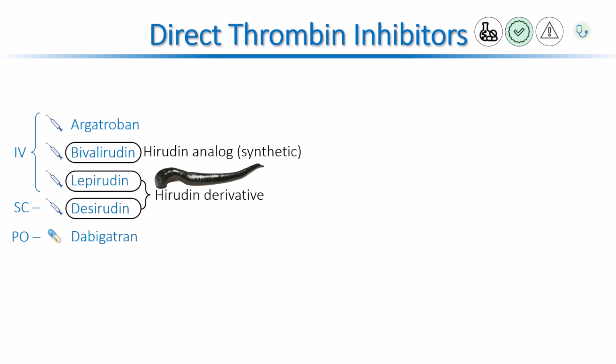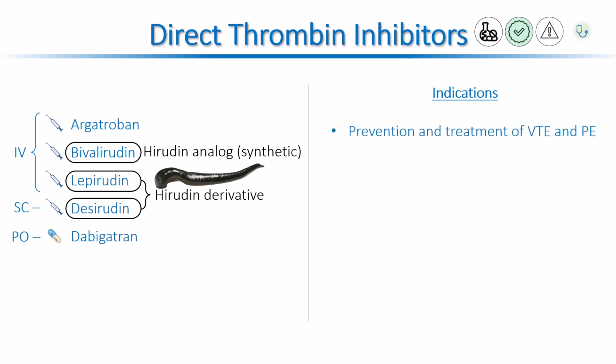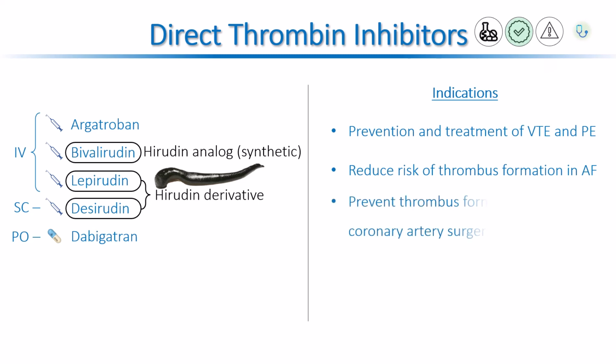Although direct thrombin inhibitors are not as frequently used as heparin, these drugs can be used in patients with a history of deep vein thrombosis to prevent pulmonary embolism, or atrial fibrillation to prevent strokes. We can use these drugs in combination with antiplatelet agents, like aspirin and clopidogrel, to prevent clot formation in patients undergoing coronary artery surgery. There is one unique indication for direct thrombin inhibitors.